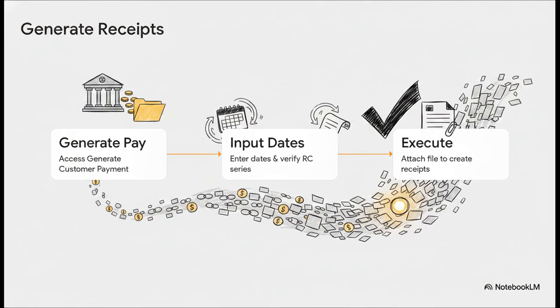Once you actually have the processed file back from the bank, we navigate over to Generate Customer Payment. Here, you'll input your run dates, verify that your receipt series matches your current year, like RC25 for 2025, and then actually attach the specific success file you got back from the bank. You click Execute, and you get to watch as the system brilliantly processes the Giro file, automatically creating receipts for all those successful incoming payments in one massive, satisfying sweep.